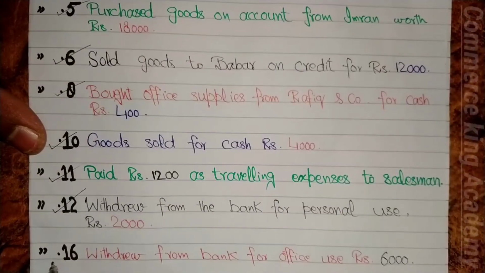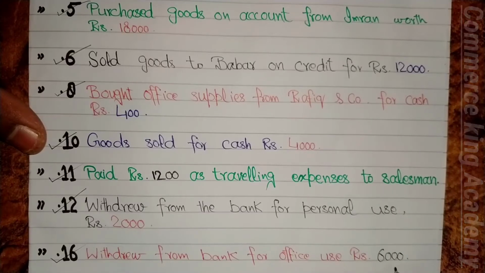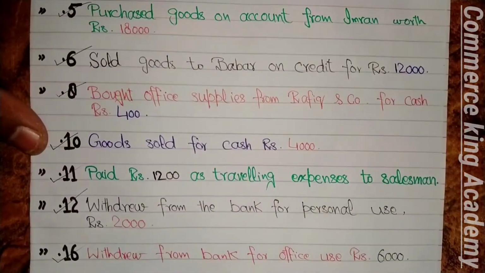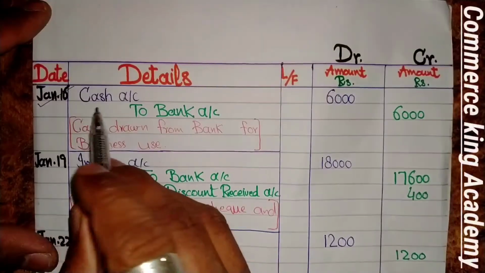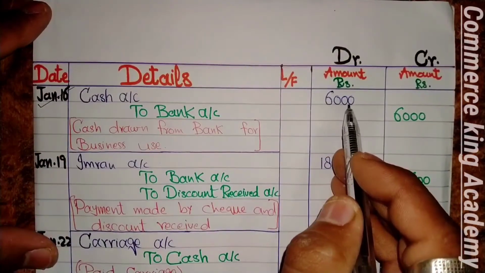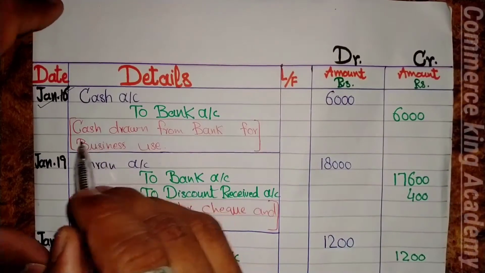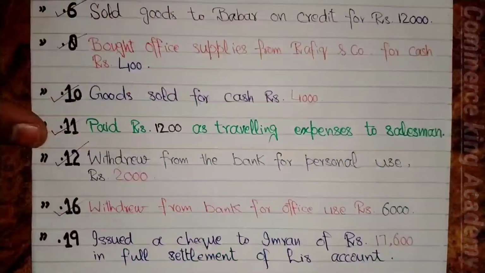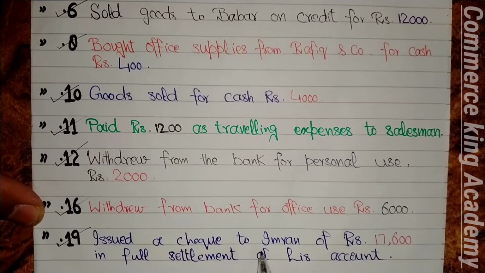Next transaction, which is Jan 16: withdrew from bank for office use rupees 6,000. This is a business expense, not a proprietor personal expense, same as above. So it has a different entry from above. This is the journal entry of this transaction, which is cash account debited by 6,000 rupees and to bank account credit with the same amount 6,000 rupees, with details or description: cash drawn from bank for business use. Simple as that.